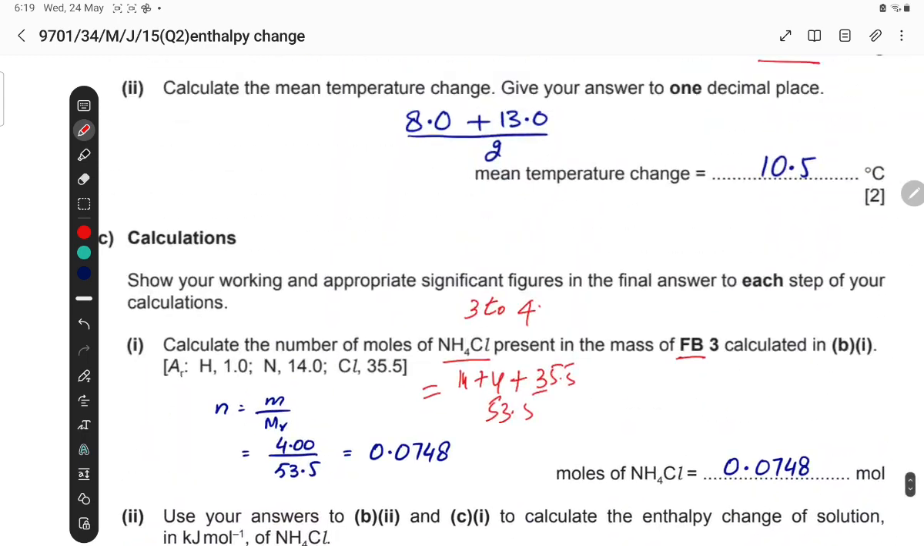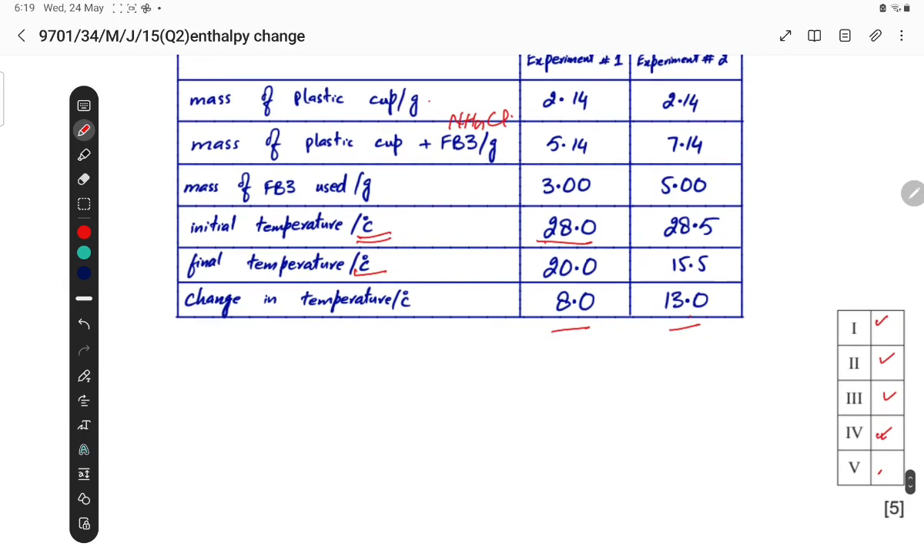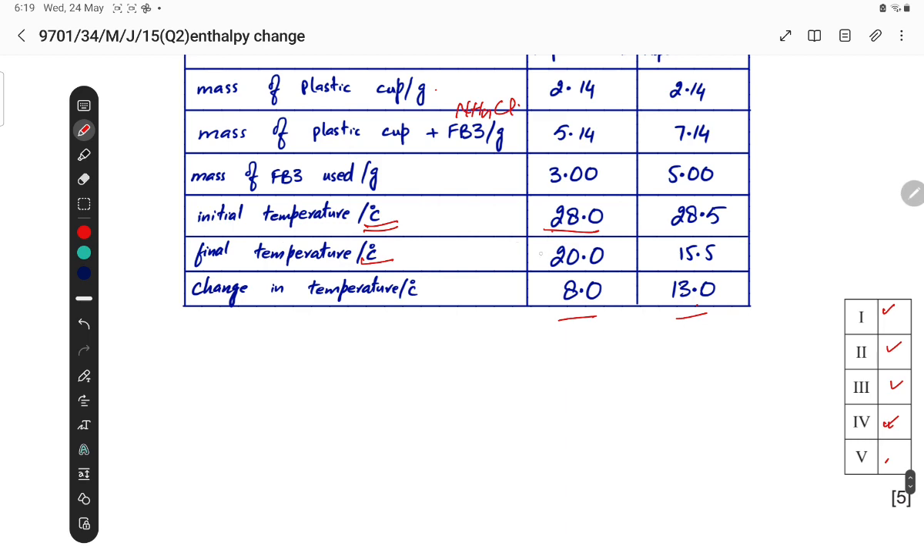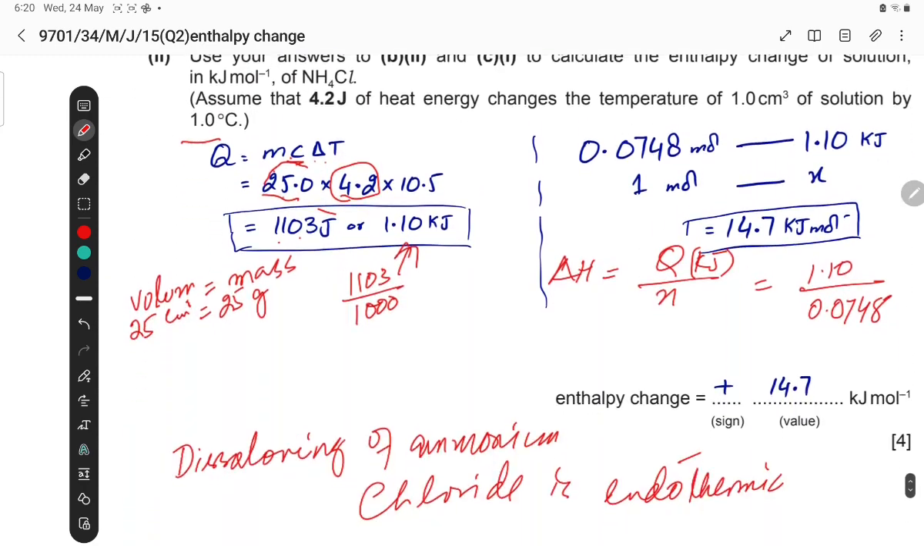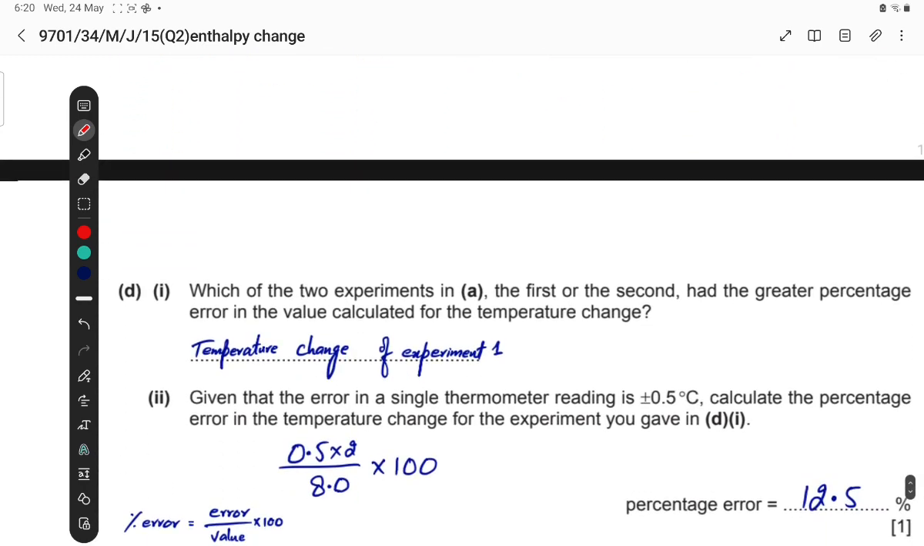and you can get the sign over here, in the temperature change. Initial temperature is 28 while final temperature is lower. If temperature is going to decrease, then the reaction is endothermic, positive delta H. So in both cases, 28.5 and over here 15.5, the temperature is going to decrease during the experiment, so the reaction is endothermic. So dissolving of ammonium chloride is endothermic.